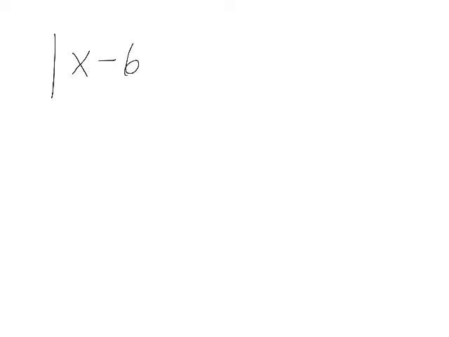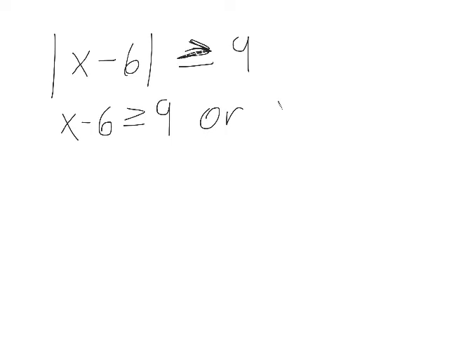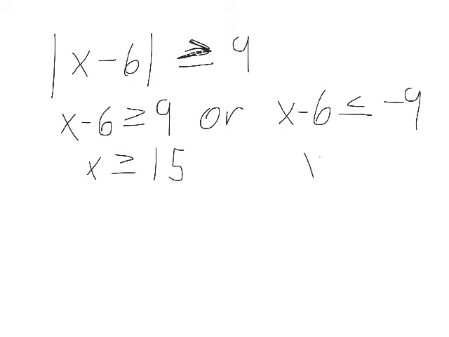X minus 6 inside the absolute value bars. This time we'll do the or equal to, greater than or equal to 9. Okay. Set it up the same way. We do two separate inequalities. One that just looks like the one we just did, and then another one where we shift the symbol and the sign. Solve them separately, add 6 to both sides. X is greater than or equal to 15, or X is less than or equal to -3.